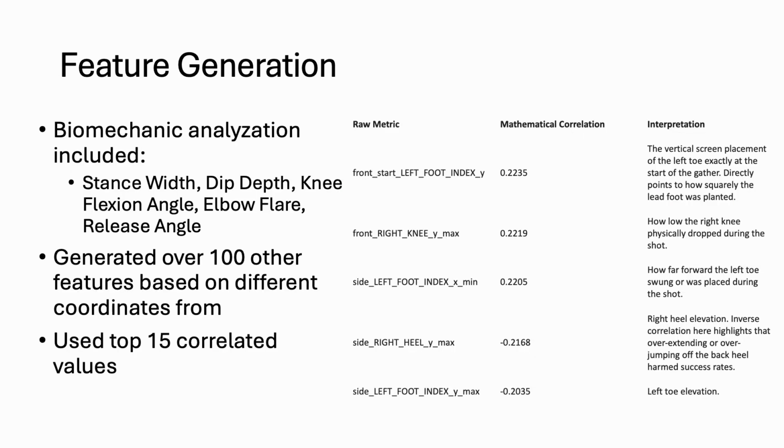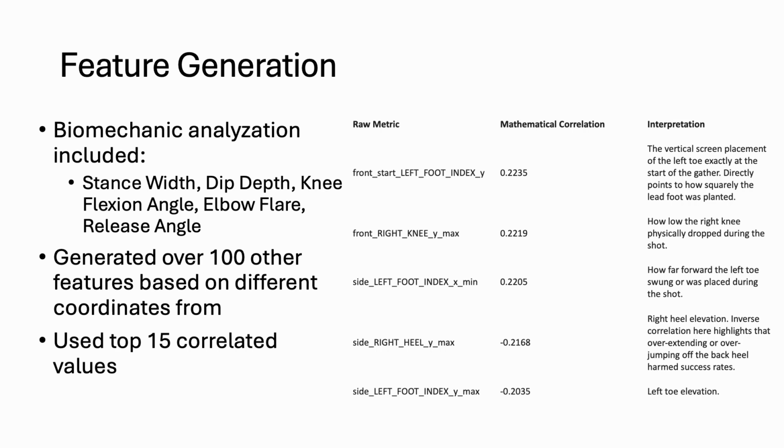So, feature generation. I started with biomechanic analysis. So this includes stuff like stance width, dip depth, knee flexion angle, elbow flare, release angle. And while these were interesting, they ended up not being the most correlated to whether or not I made or missed shots. So I generated a bunch of features, over 100 different features based on coordinates from my data set. And I used the top 15 correlated values, and I should display the top 5 on the right here.